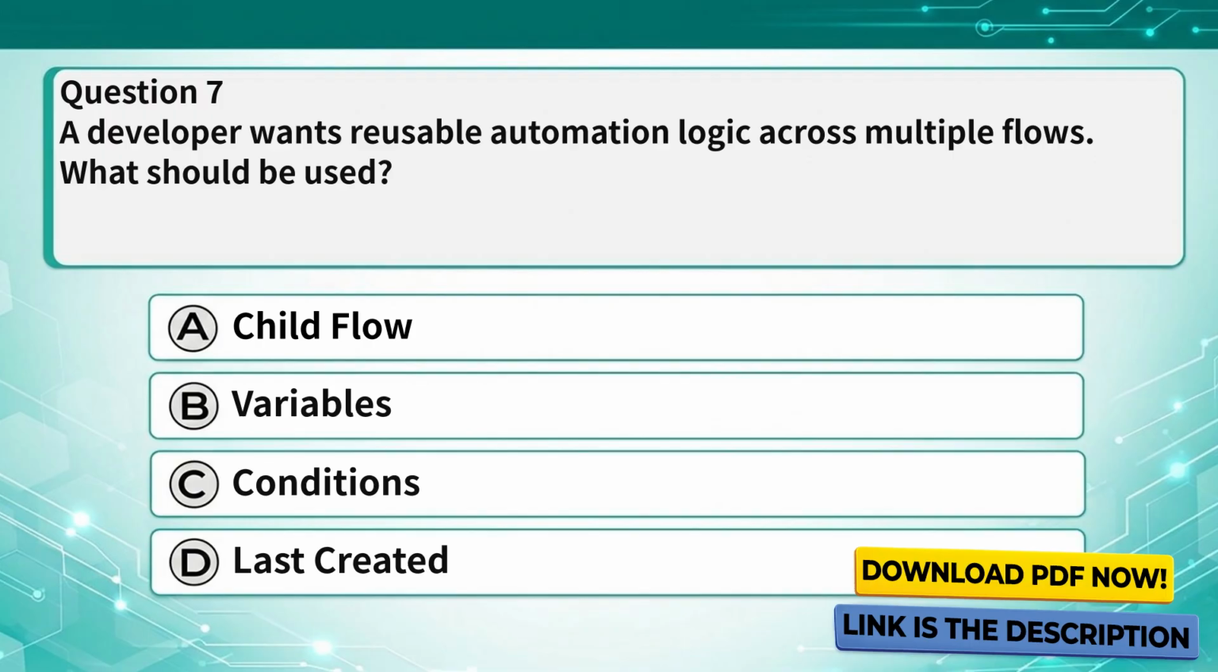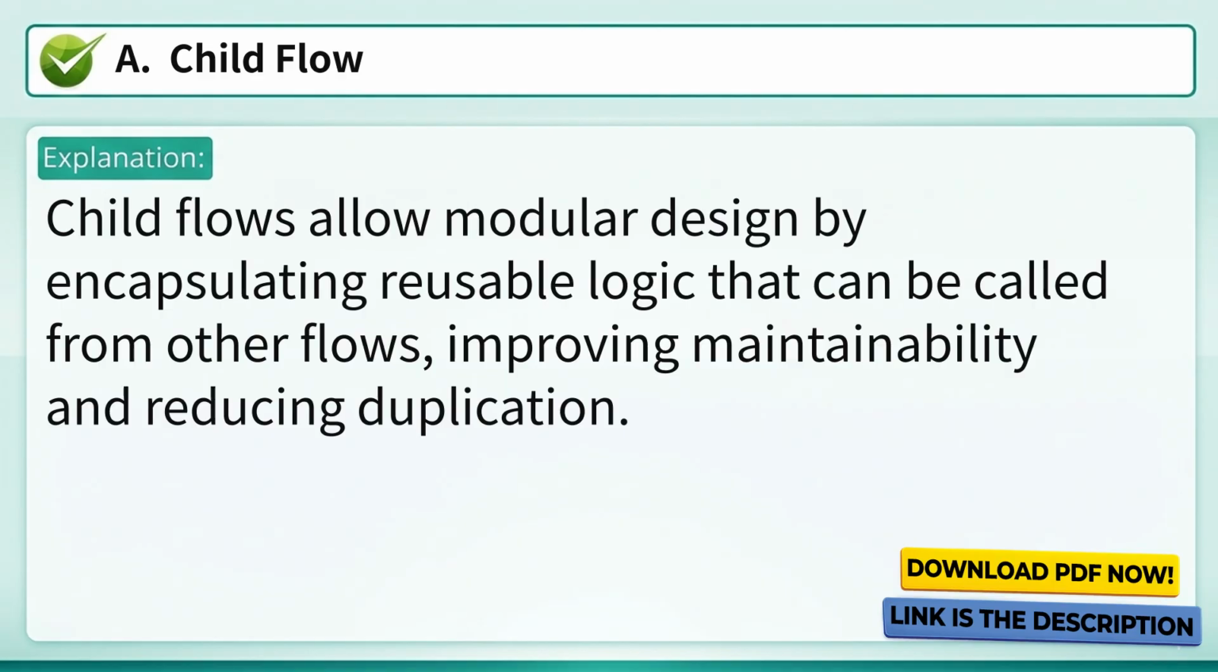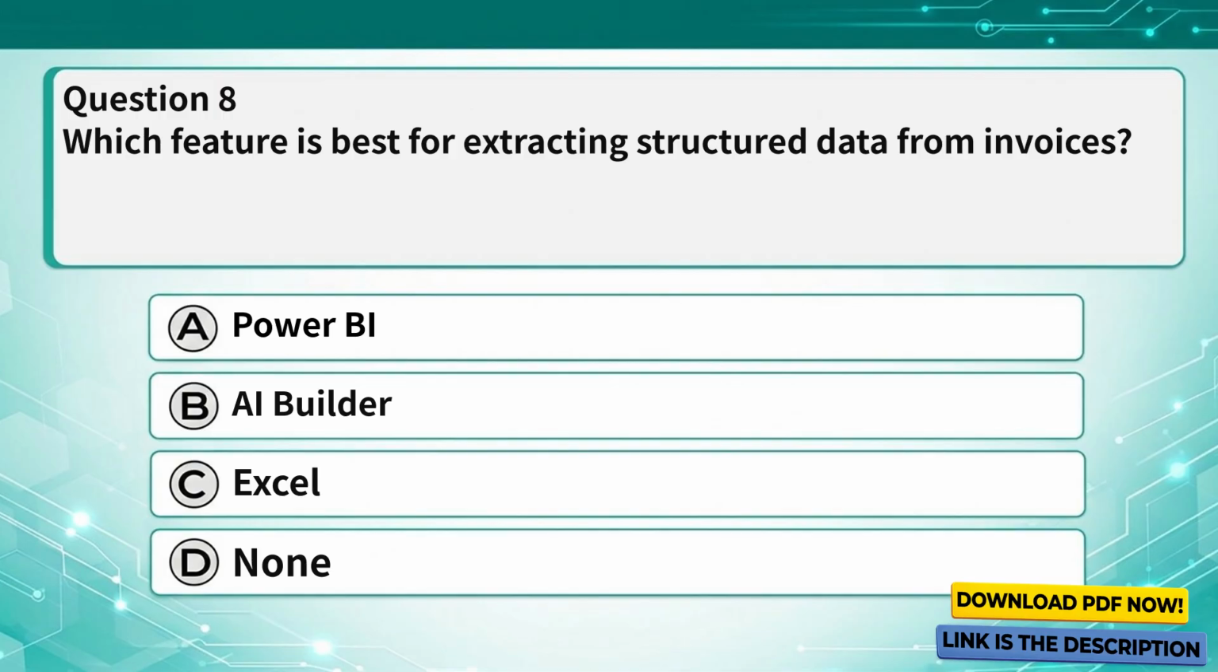Question 7. A developer wants reusable automation logic across multiple flows. What should be used? A. Child flow. B. Variables. C. Conditions. D. Last created. Correct answer, A. Child flow. Explanation: child flows allow modular design by encapsulating reusable logic that can be called from other flows, improving maintainability and reducing duplication.